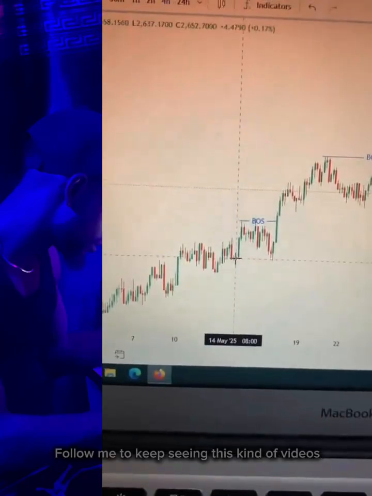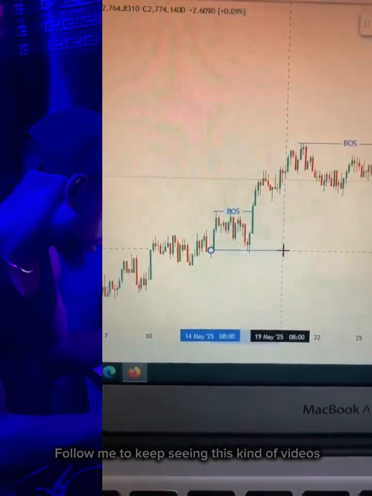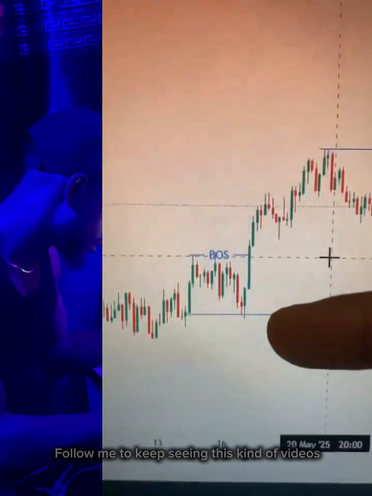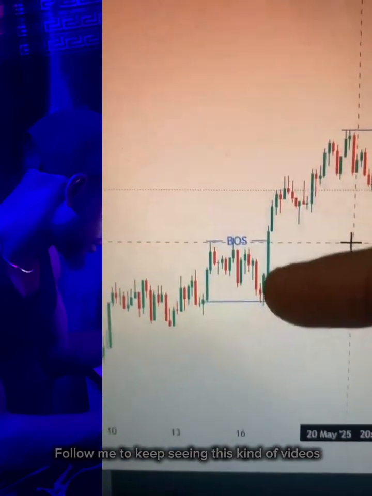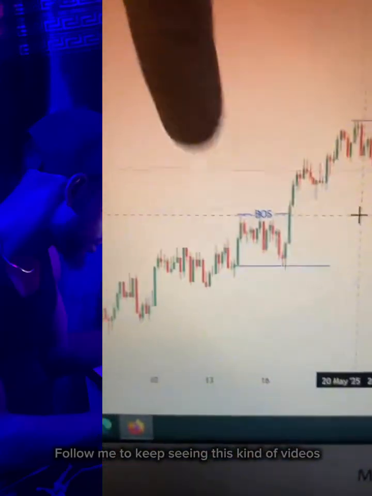What do you see here? Price sweeps out this liquidity. There is a liquidity here. What happened? See here, it is a liquidity. Price sweeping that liquidity. You can zoom in. You see how price sweeps that liquidity before breaking out from this previous high.